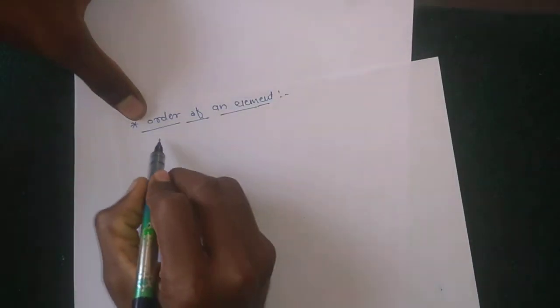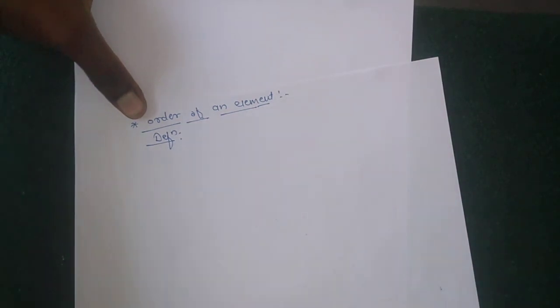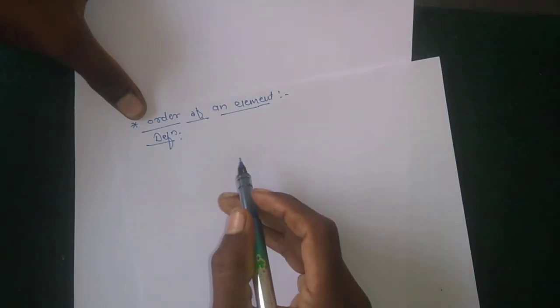In the previous lecture we also saw the definition of the order of a group. The order of a group means the number of elements in that group. But here the point is the order of an element in a given group. This is the last point of this chapter: order of an element.